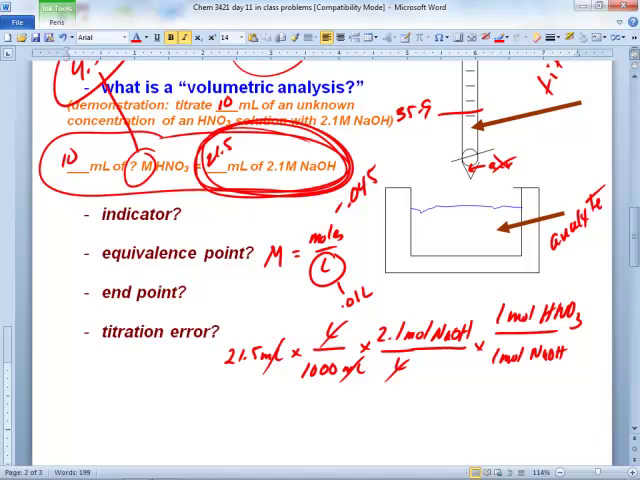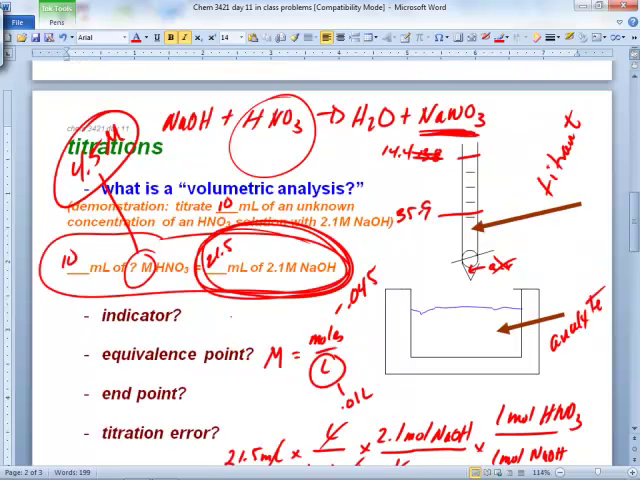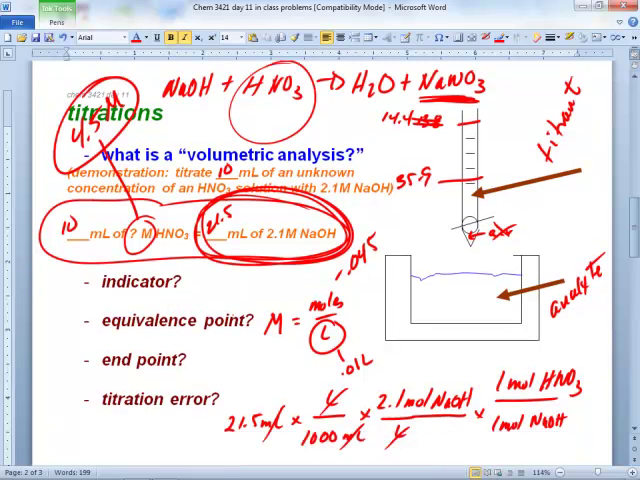Okay. Are you okay so far? I got 4.5 big M. So I divided 0.045 moles by 0.01 liters, and then I got 4.5 molar. Yeah, you have to divide it by the volume.